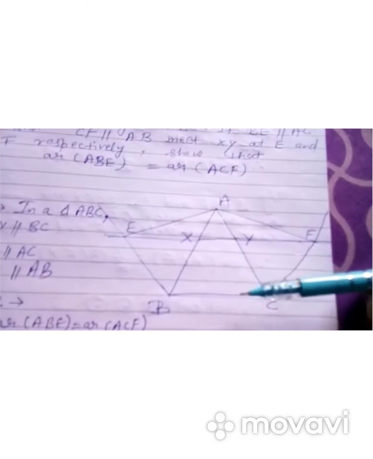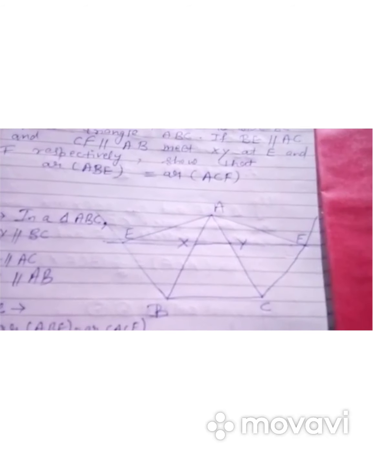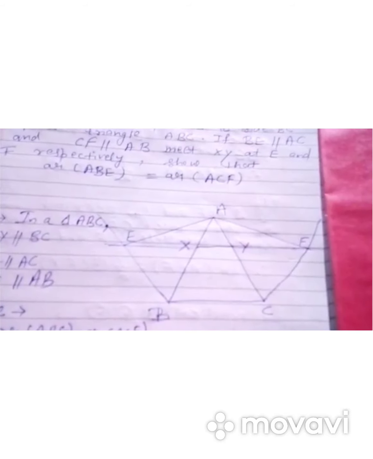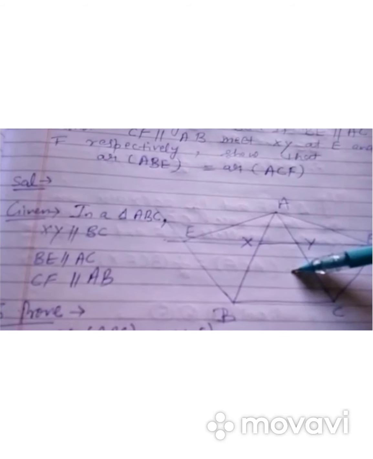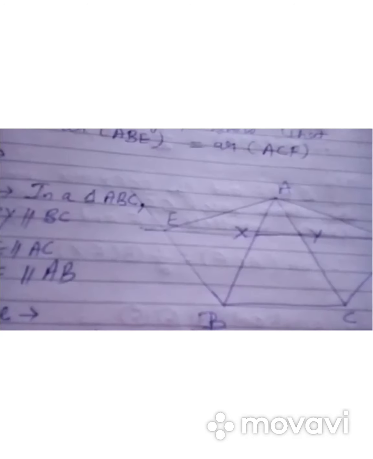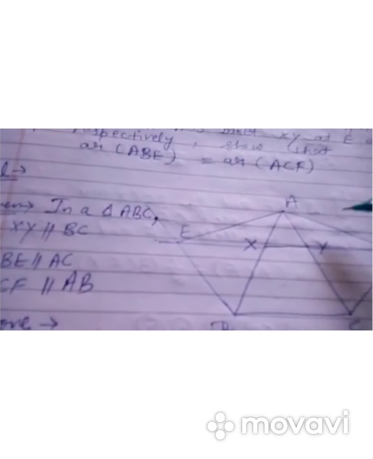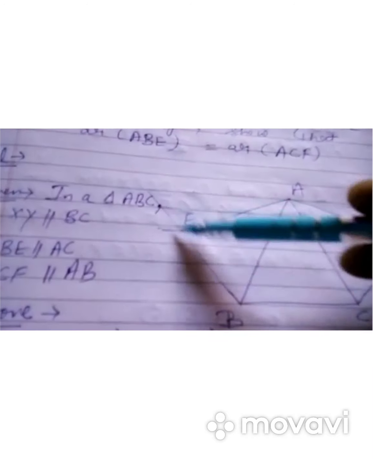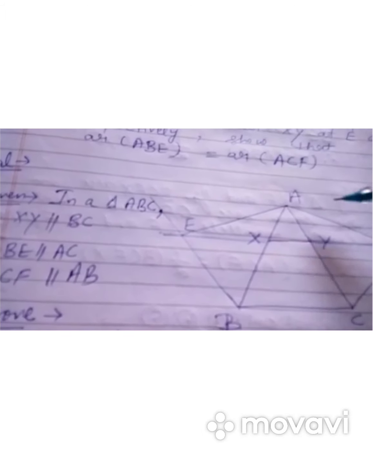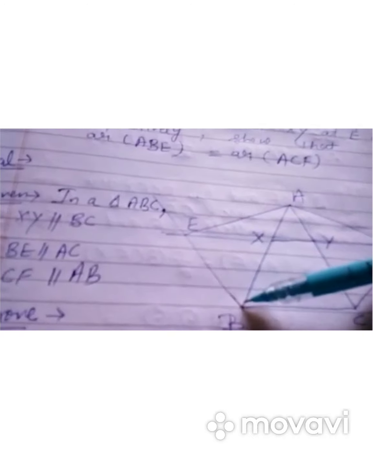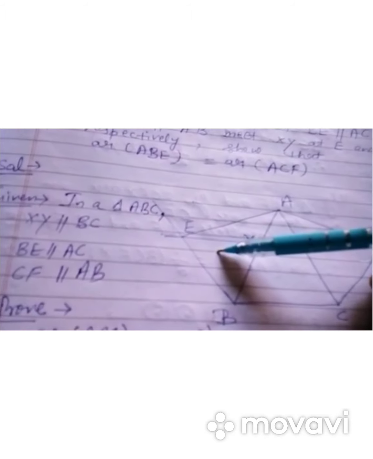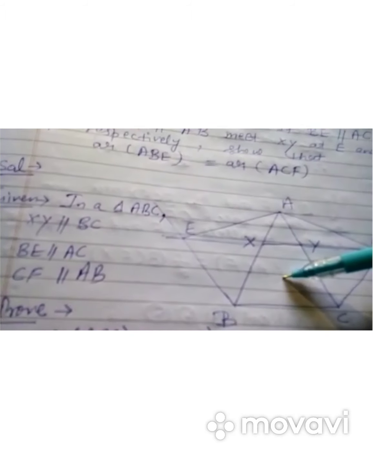Now we have proved the areas of both parallelograms are equal. Now we will take one triangle and one parallelogram: triangle ABE and parallelogram BCYE. Triangle ABE and parallelogram BCYE are on the same base BE and between the same parallels BE and AC. So area of ABE is equal to half of the area of the parallelogram.